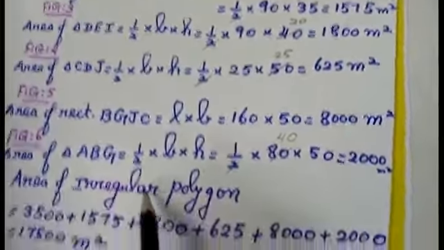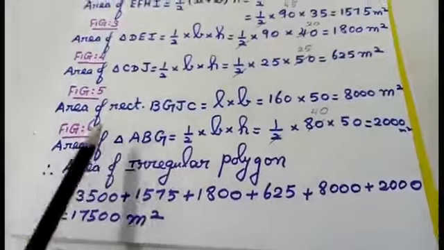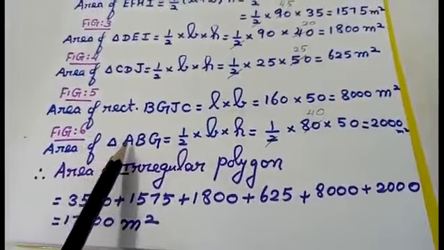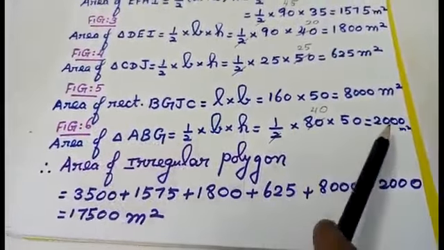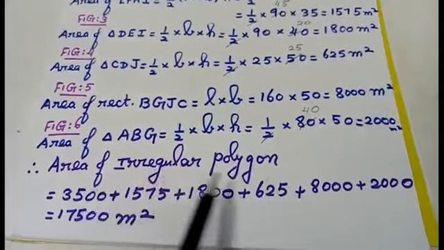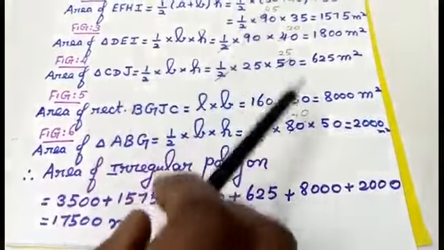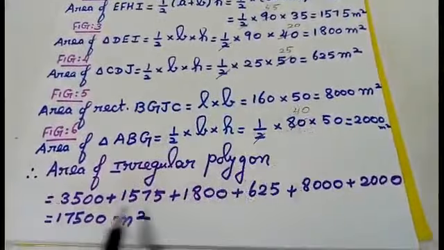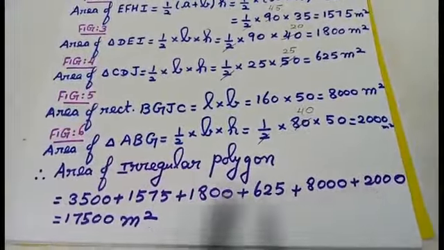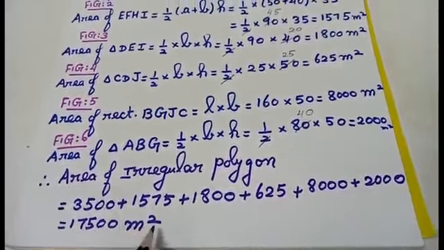The last one is a triangle, that is the sixth figure. Figure 6, area of triangle ABG. Calculate, you will get the answer as 2000 meter square. Finally, I am going to find the area of the irregular polygon. That is, I am going to add all the answers I got in the 6 figures. If you calculate the values, finally I will get the answer as 17,500 meter square.